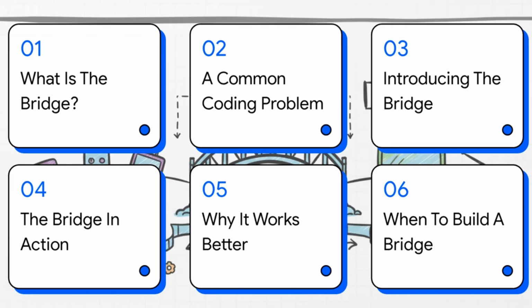So here's the plan. First, we'll cover the basics. What exactly is the bridge? Then we're going to look at a super common coding trap, something called the class explosion. After that, we'll see how the bridge pattern comes to the rescue, we'll look at the code, and then break down why it works so much better. And finally, I'll give you some key signals to look for so you know when it's time to build a bridge in your own projects.